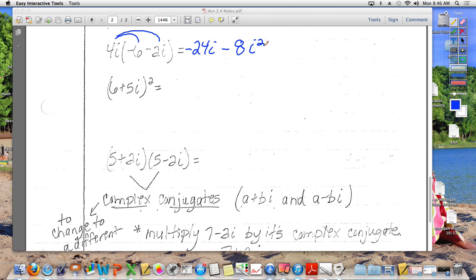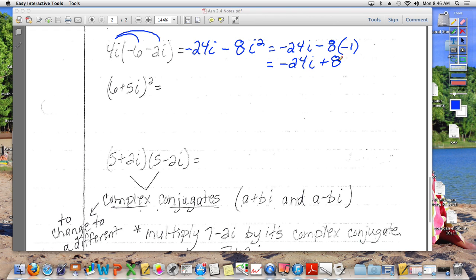All right, so we have negative 24i minus 8i squared. That really means negative 24i minus 8 times what? What's i squared? Negative 1. Which is equal to negative 24i plus 8. Is it okay if we put 8 minus 24i? Yes, absolutely. It is certainly okay to write 8 minus 24i instead.